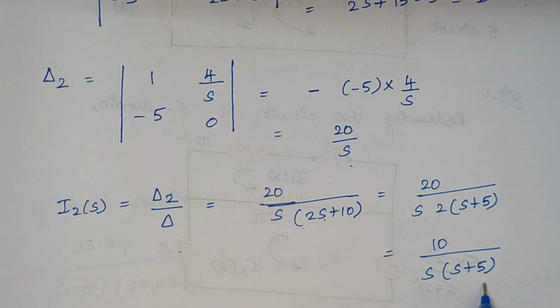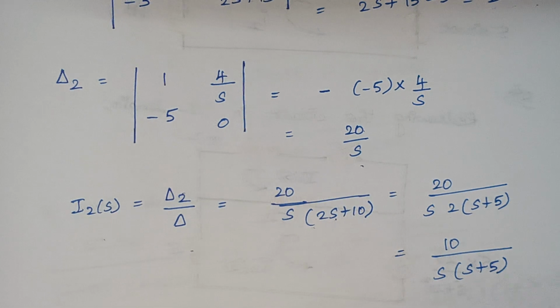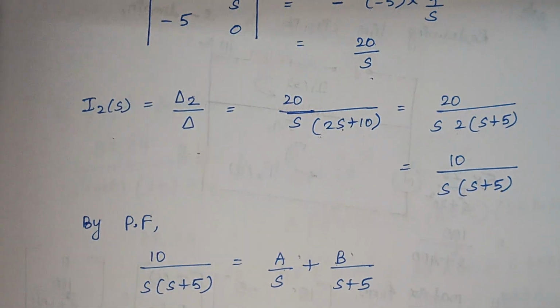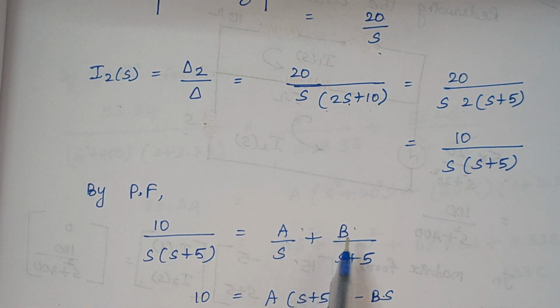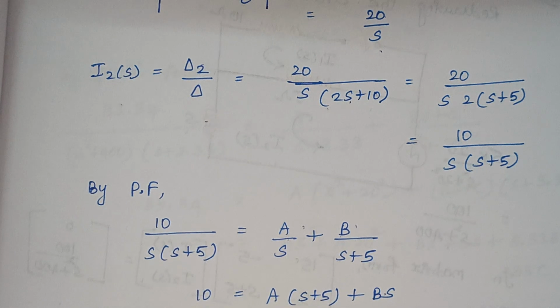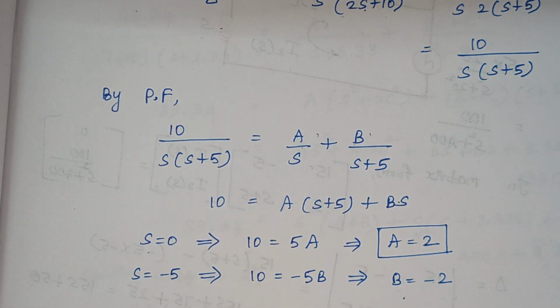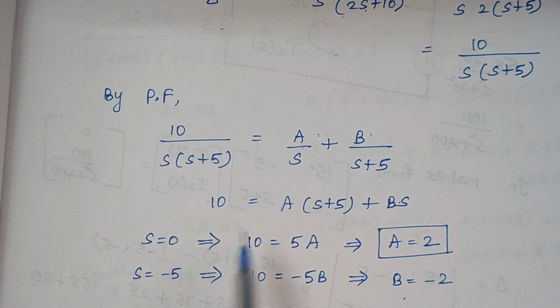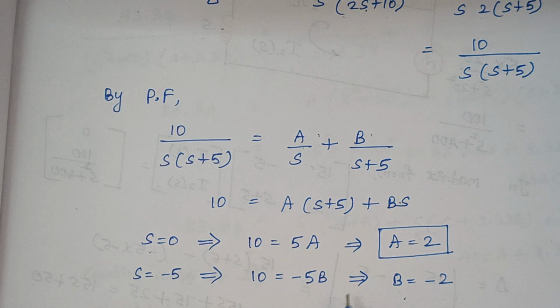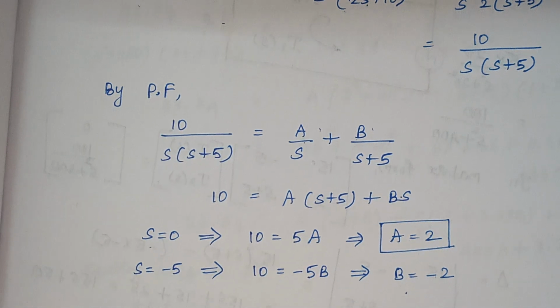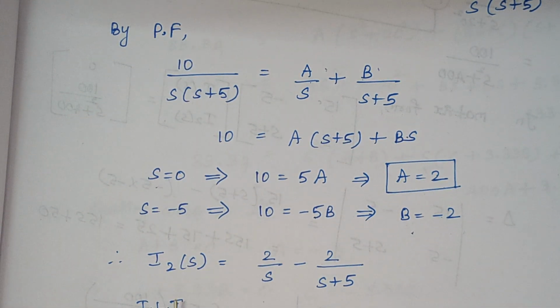Now the next thing is, we have to apply partial fraction. When you apply partial fraction, since the denominator has 2 terms, we have to write it as 2 individual terms. The next thing is, we have to find the values of a and b. Right. So when you substitute the value of s as 0, the value of a is 2. And when you substitute s equal to minus 5, the value of b is minus 2. Right. So now just substitute the values of a and b in this equation. So when you substitute here, you see this is our expression for I2 of s.